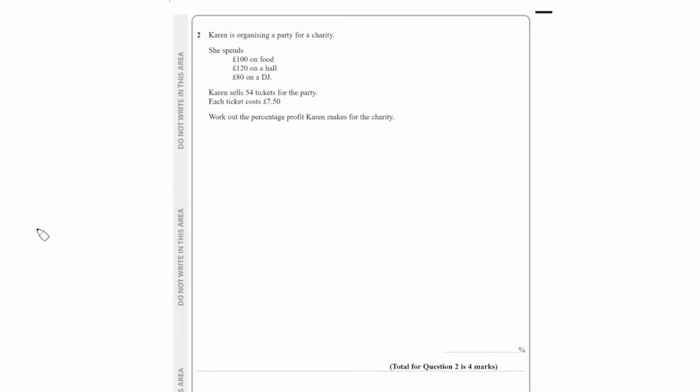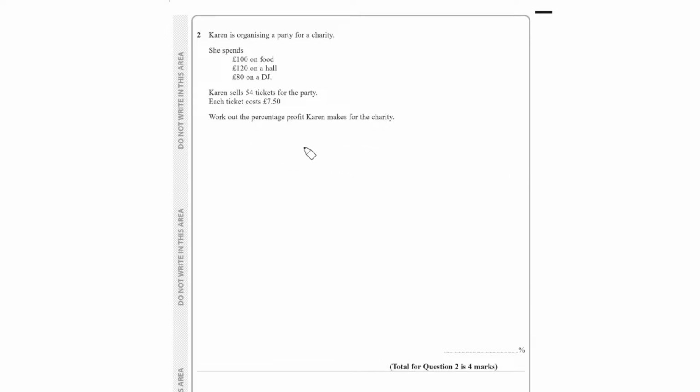Question 2, Karen is organising a party for charity. She spends £100 on food, £120 on a hall, and £80 on a DJ. Karen sells 54 tickets for the party. Each ticket costs £7.50. So we need to work out the percentage profit Karen makes for the charity.